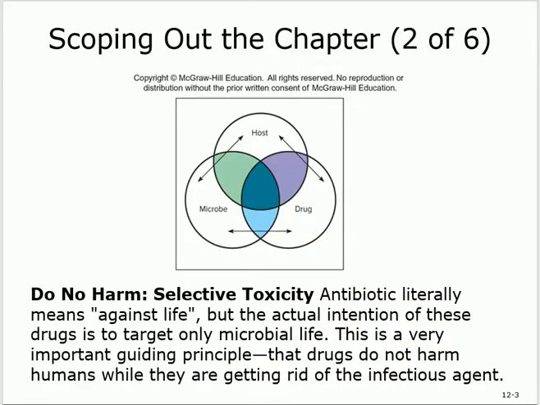Selective toxicity. Anti means against. Biotic, bio means life, right? So antibiotics means against life. When they discovered the antibiotics, they found that it's against the life of other bacteria, right? It's killing the other bacteria. So that's where the name came from. Why did we call it antibiotics? It's against life. Against life of what? Of the other bacteria, right?